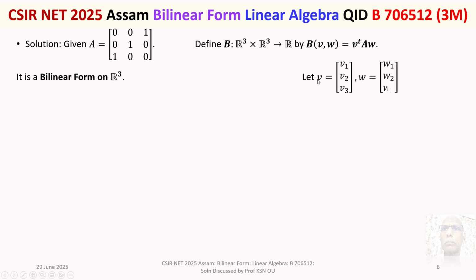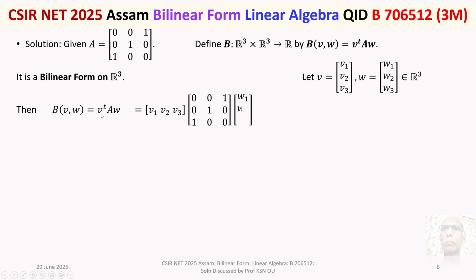And let V and W belong to R cube. That means they are column vectors. V is equal to V1, V2, V3, the column vector. W is equal to column vector W1, W2, W3, the column vector belonging to R cube. Then, by definition, B of V comma W is equal to V transpose AW. Now, V is a column vector, V transpose is a row vector multiplied by A into the column vector W.